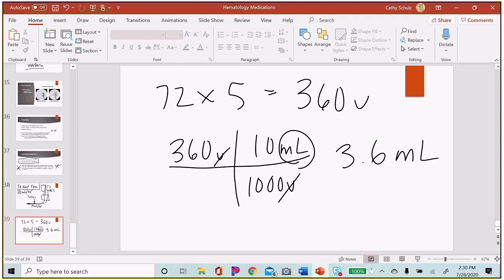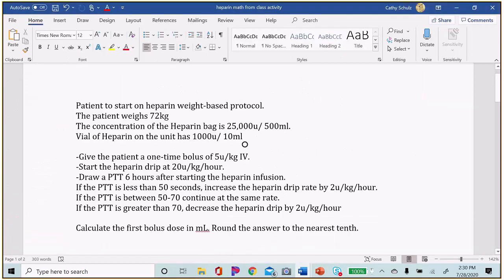So that is the medication that I would draw up from that vial, and I would give that in the IV, and it doesn't have to be given very slowly, like it's not over 10 minutes or 5 minutes. You just sort of push that in. And then I need to start the heparin drip.